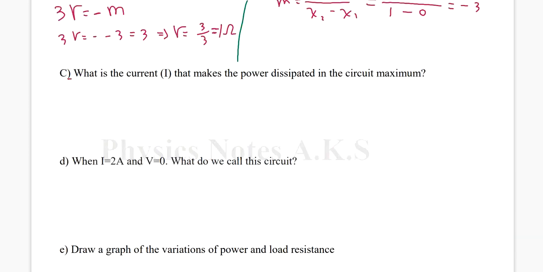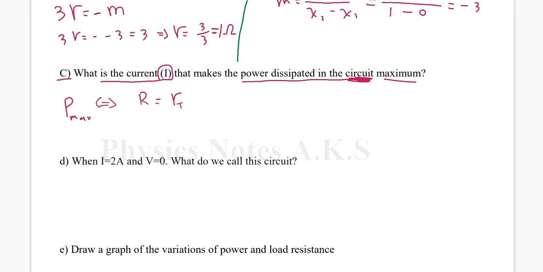Now part C in the question says, what is the current I that makes the power dissipated in the circuit maximum? So I need the maximum power. We know that I will have a maximum power only in one case, when the external resistance equals the internal. Which internal? It's the total internal. Why total internal? Because they say in the circuit, so the whole circuit.